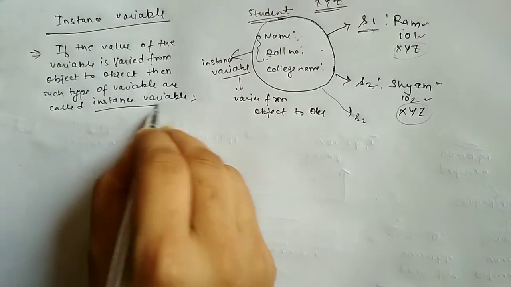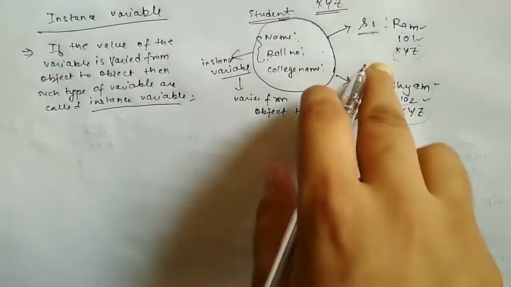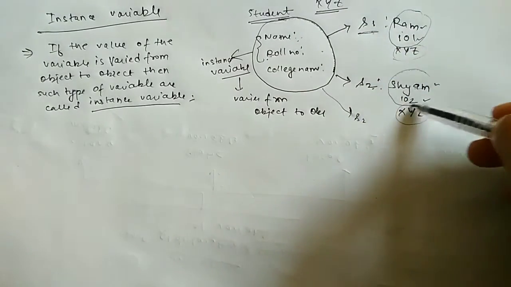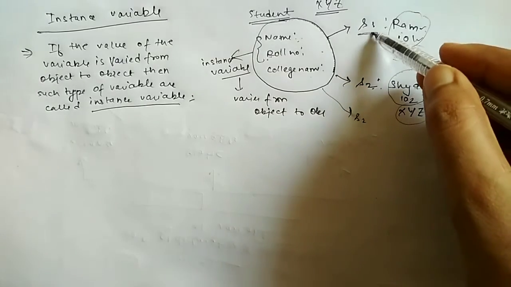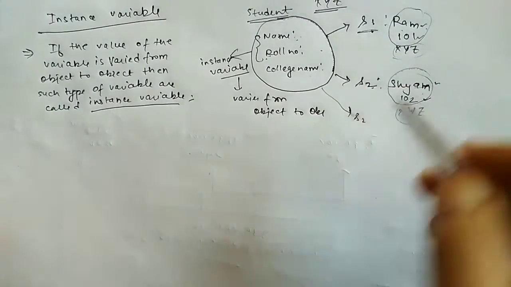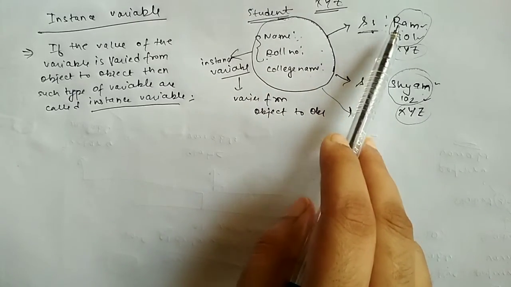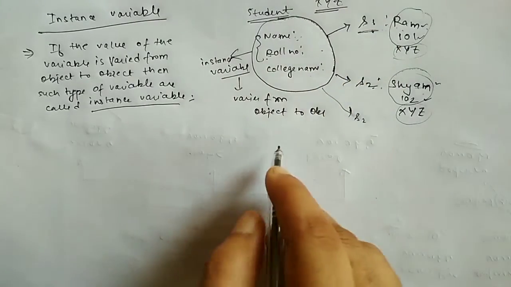We came to know about the instance variable. From here we can see that a separate copy of the instance variable is created for each object. We have created two objects, S1 and S2. Neither the roll number nor the name is the same, so a separate copy of the instance variable will be created.